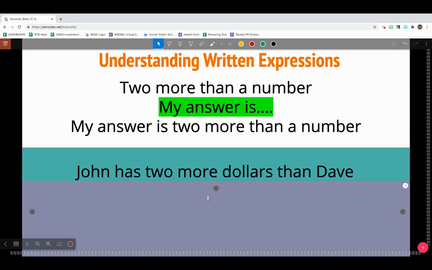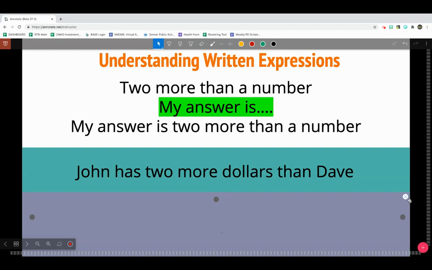We can actually think about what that expression should be. So let's say John has $2 more than Dave. Well, if Dave has $5, how much does John have? If Dave has $2, John has 2 more than that, so that means John will have $4. So I'm always adding 2 to whatever Dave has. And that same thing applies here. My answer is 2 more than a number.